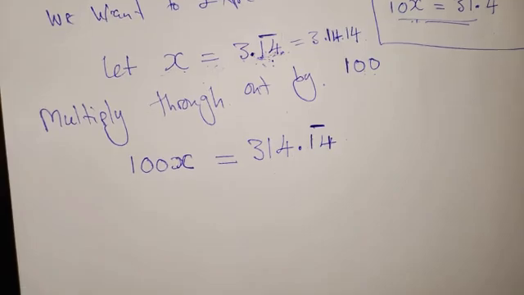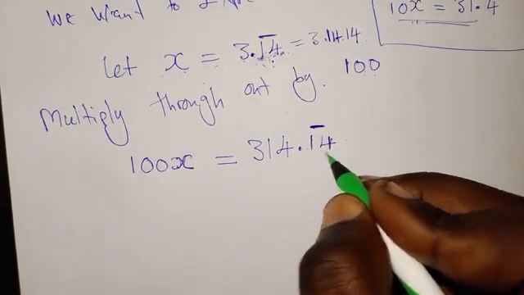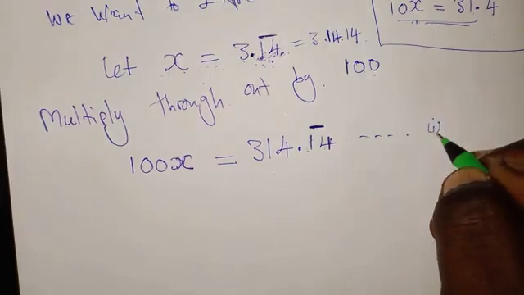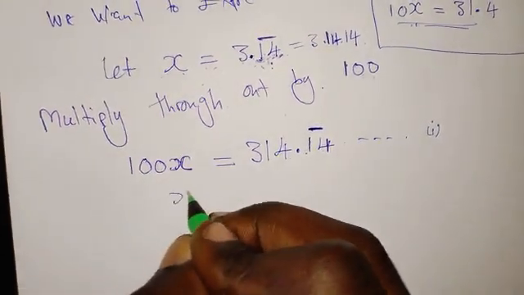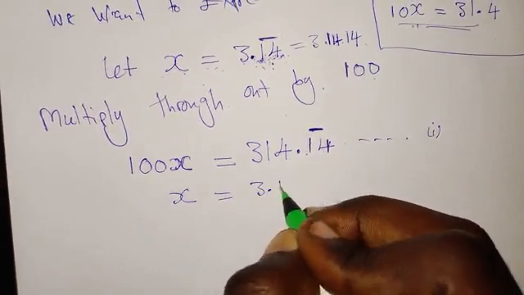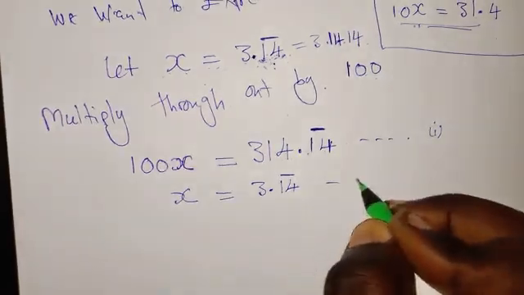So now I have two expressions. The first expression has a repeating 1 4, which can be called my first expression. The second expression is the expression of x, which is 3.14, the same repeating numbers.